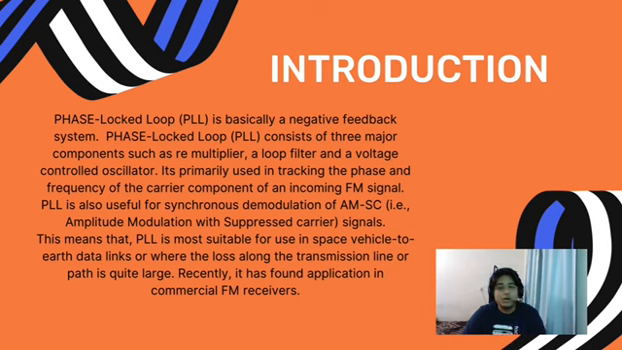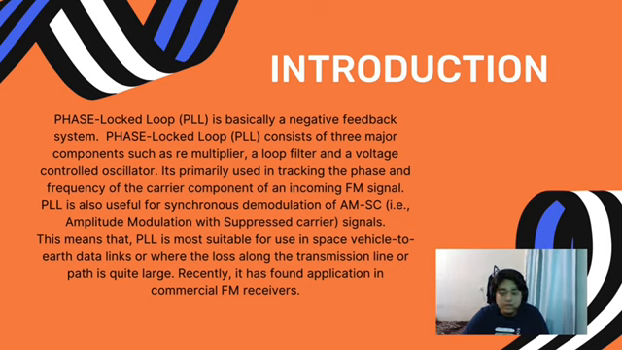So the demodulated output is then processed further to produce the desired audio or data output. PLL is basically a negative feedback system, consisting of three major components: a multiplier, a loop filter, and a voltage control oscillator.